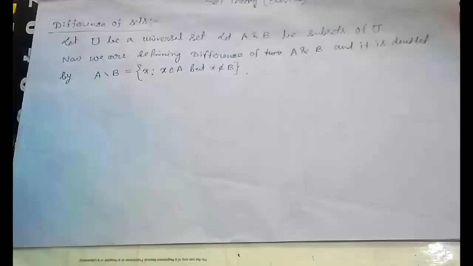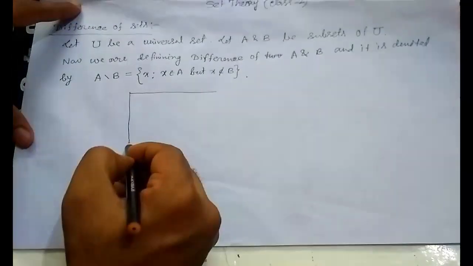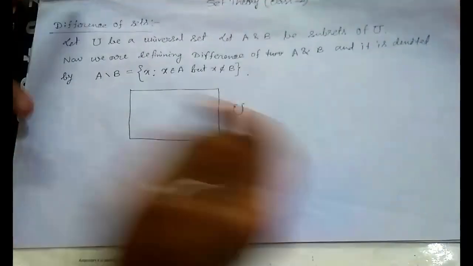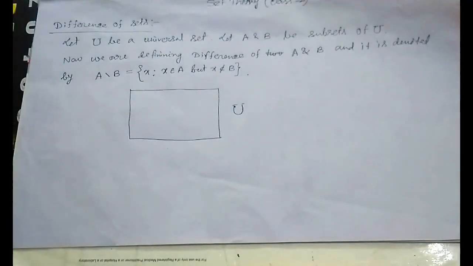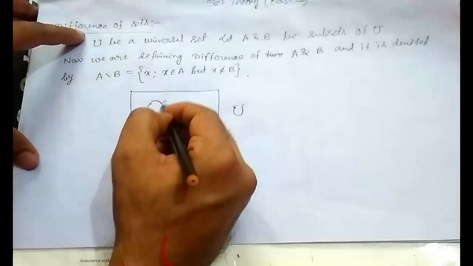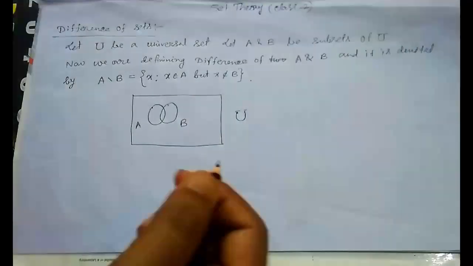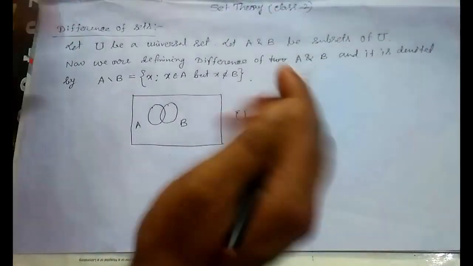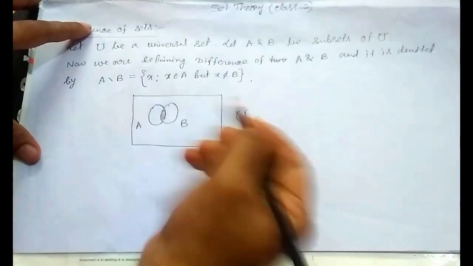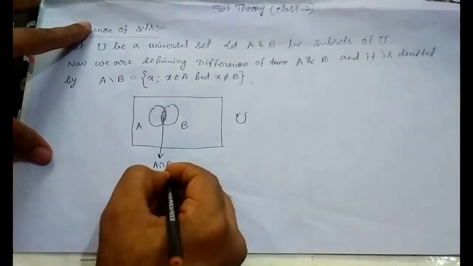so what is the picture of this definition? See, this is our universal set, U, in which A and B are situated. Suppose this is our A set and this is our B set, A and B. This is called Venn diagram. Now the common portion of A and B is this. This is A intersection B.